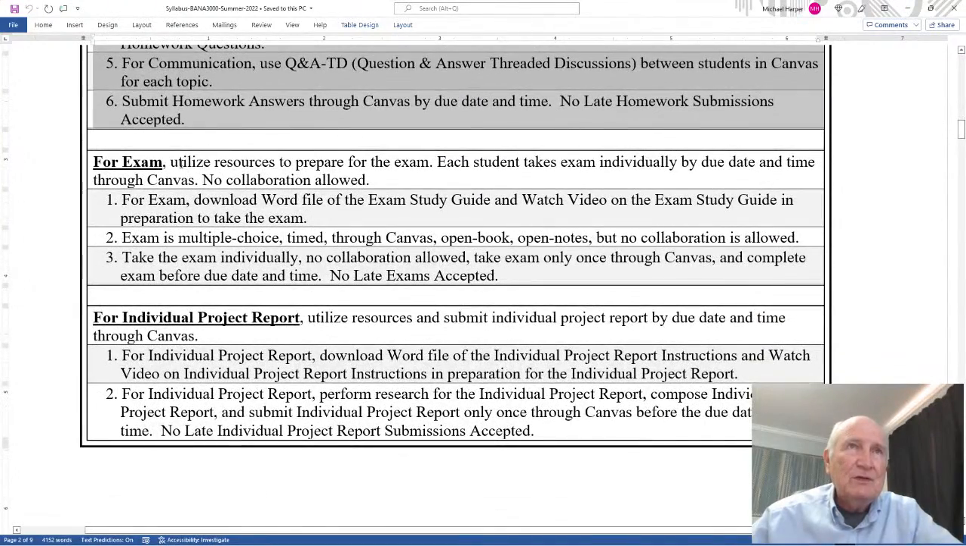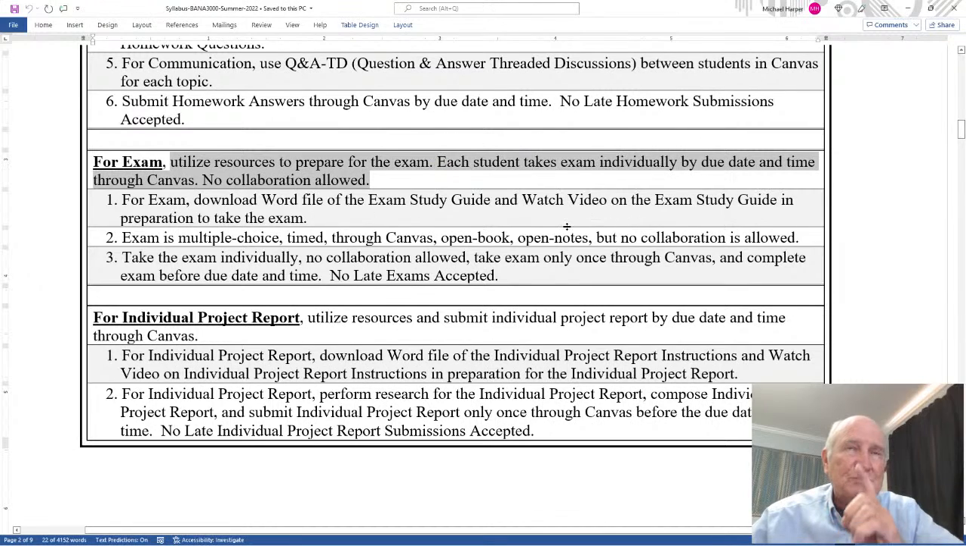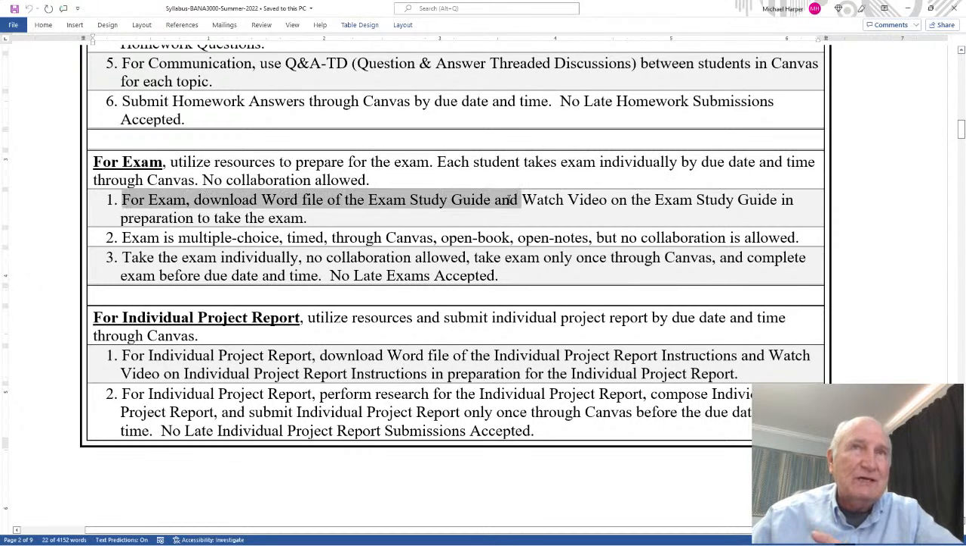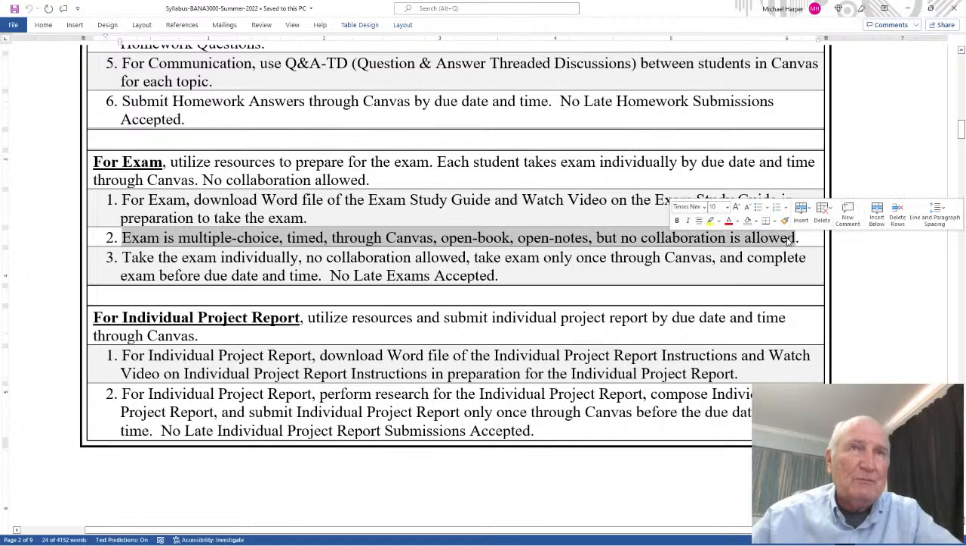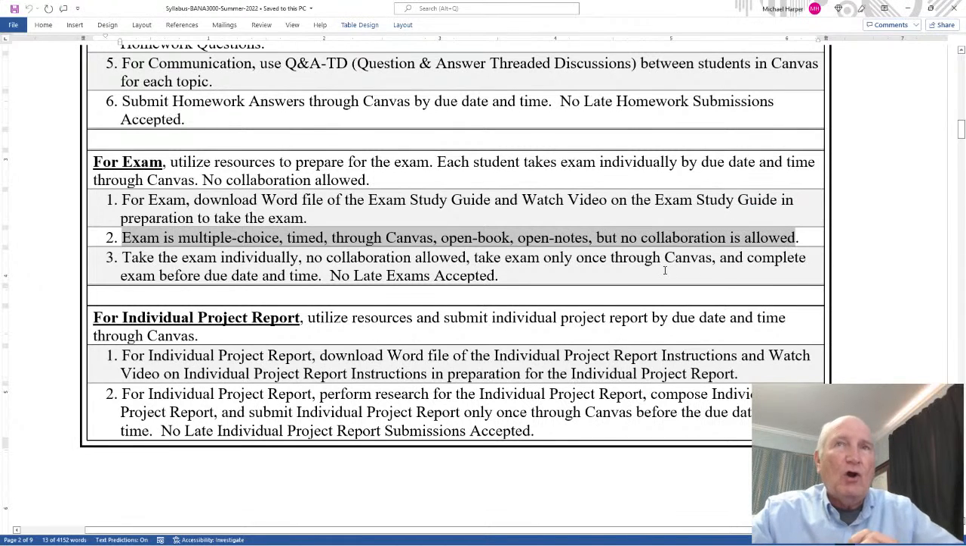For the exam, again, utilize resources to prepare for the exam. Each student takes the exam individually by due date and time through Canvas. For the exam, download the Word file of the exam study guide and watch the video on the exam study guide in preparation to take the exam. The exam is multiple choice, timed, through Canvas, open book, open notes. No collaboration is allowed.